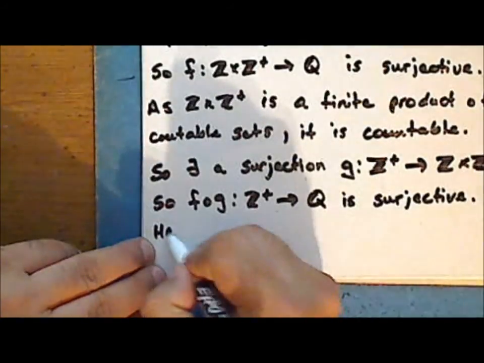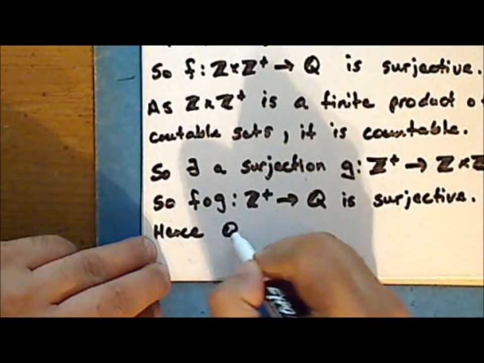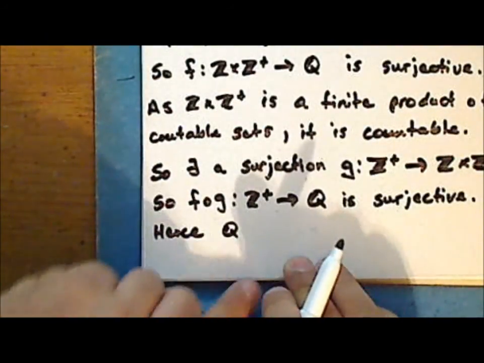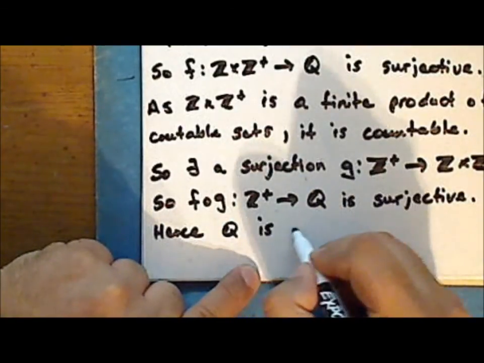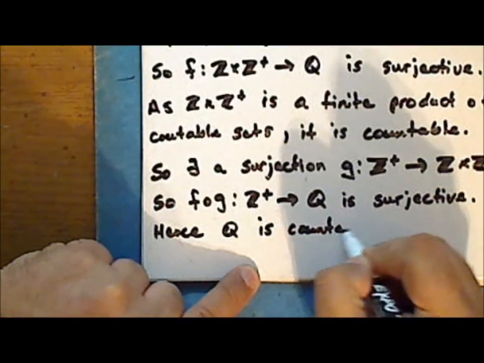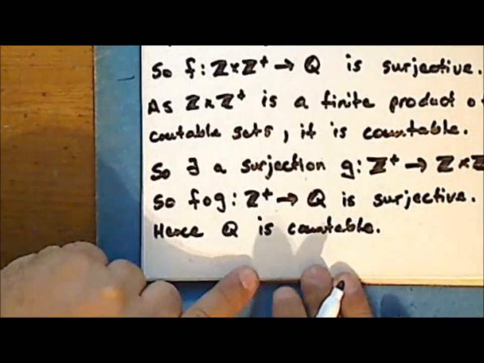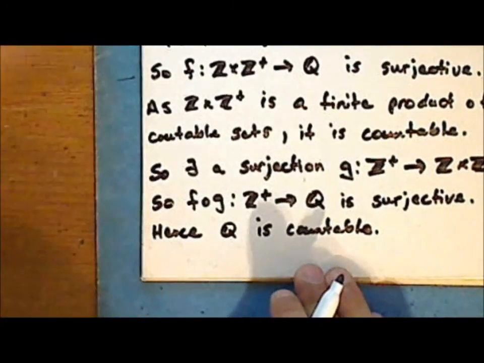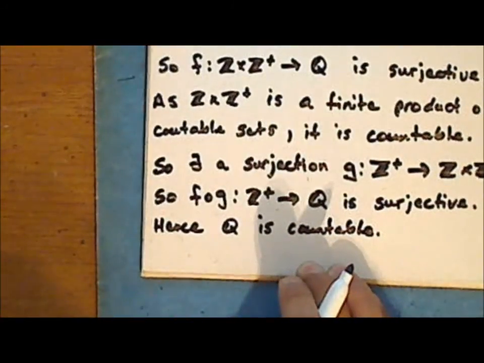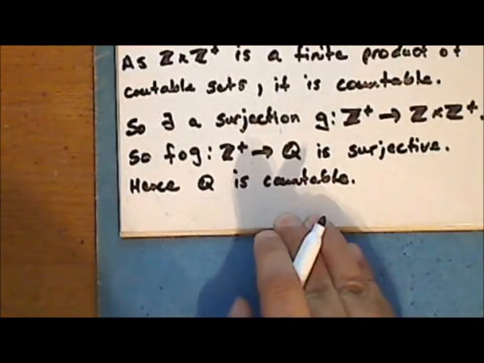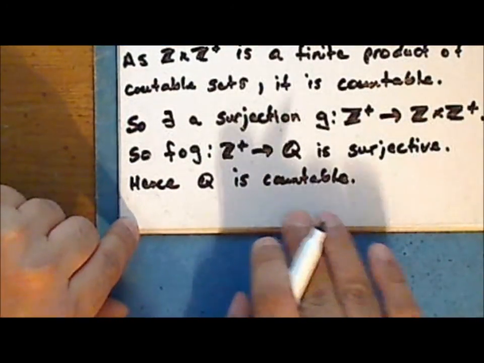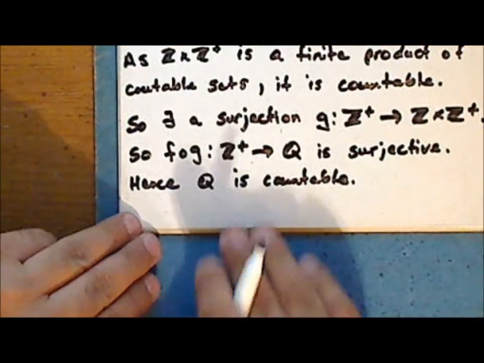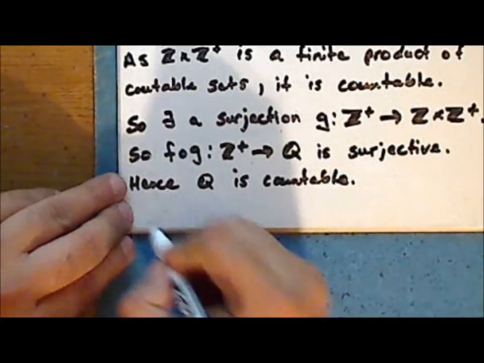And so the set of rational numbers is countable. Now further, as this set of rational numbers is an infinite set, that is, it is not finite, and since it is countable, it must be countably infinite.